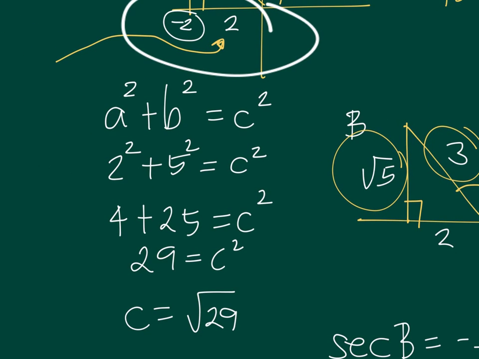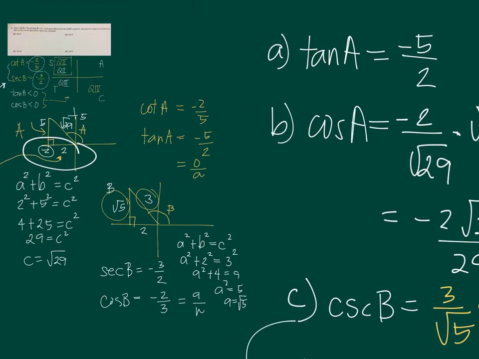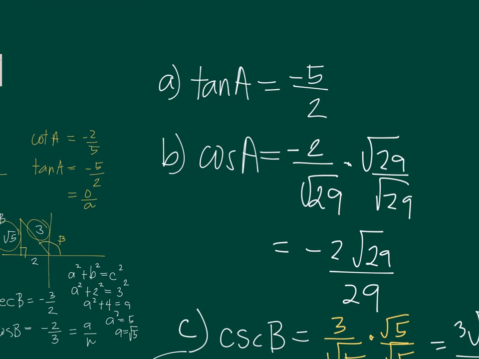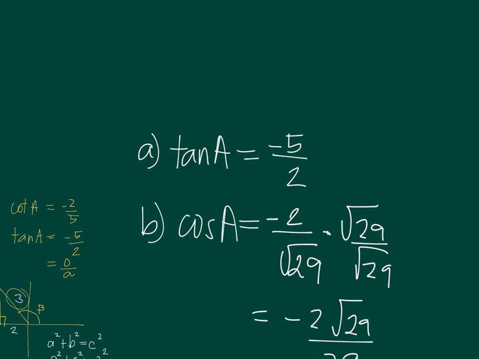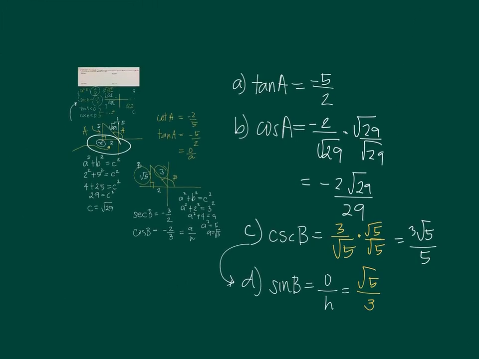Please recall that the Pythagorean theorem says a squared plus b squared equals c squared, which is needed when you find the third side of the triangle. Then from there, all you have to do is work on the SOHCAHTOA for the tangent A, cosine A, cosecant B, and sine B. Here, tangent A is a bit special because you don't need a triangle anymore. Since cotangent A is given, all you have to do is get the reciprocal of cotangent. Okay, so that's how you solve this problem.